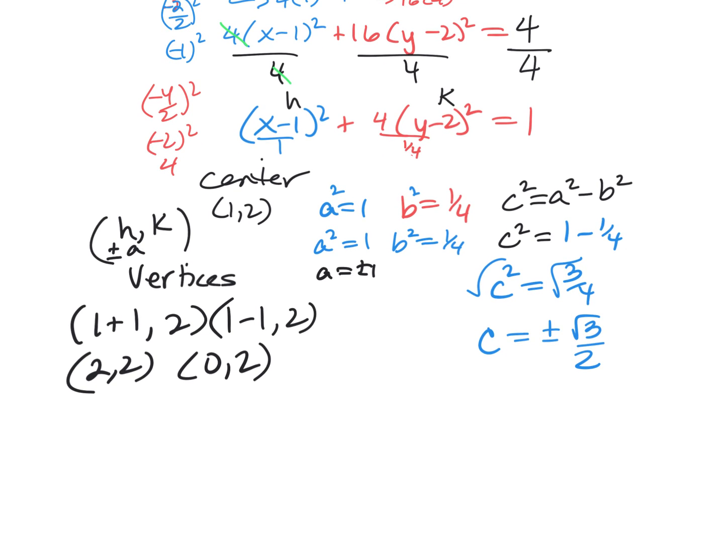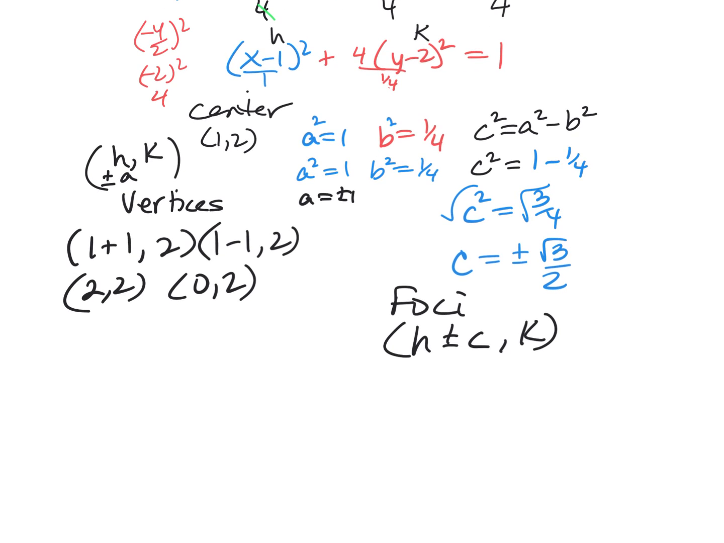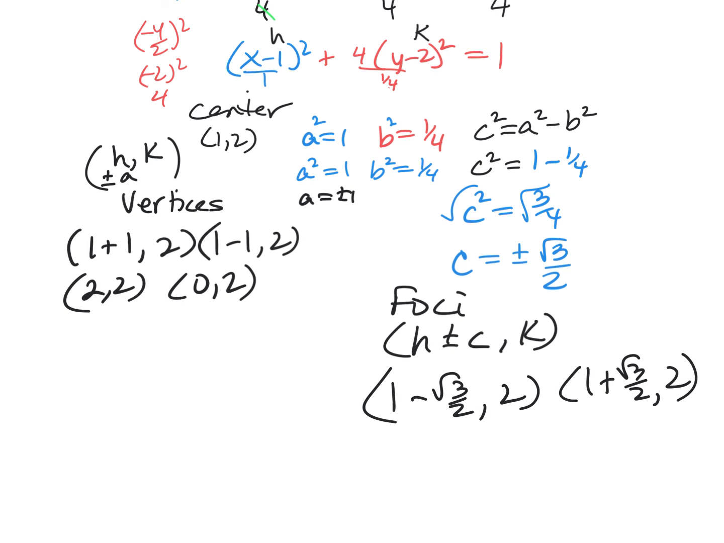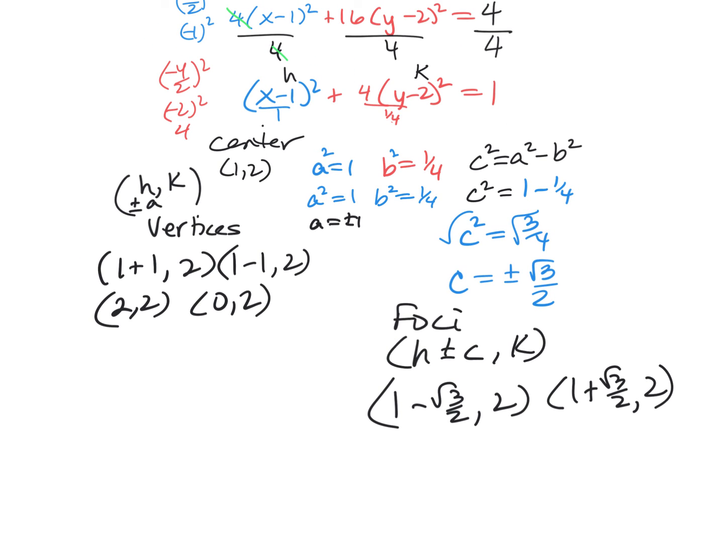For the foci, I'm going to do h plus and minus c, comma k. So my h value is 1. And then I would put 1 minus the square root of 3 over 2, comma 2, and 1 plus the square root of 3 over 2, comma 2. Those are your two foci points. And let's see what else.